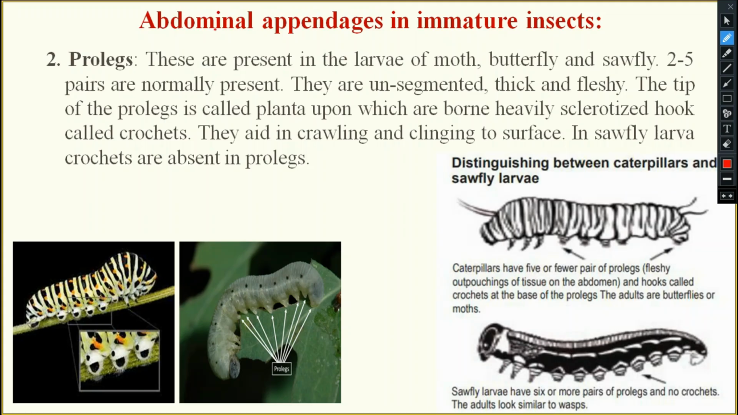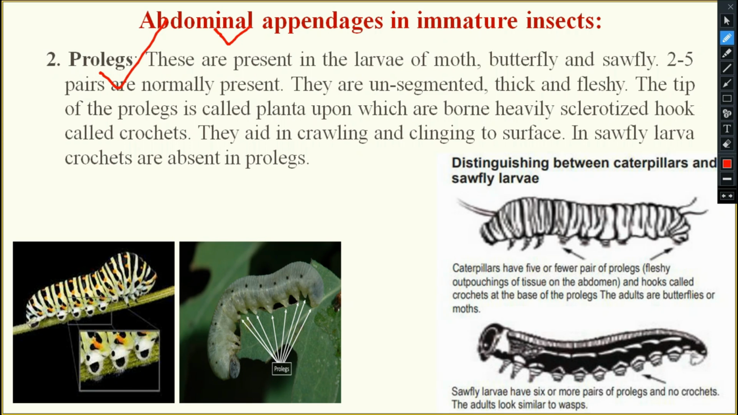These things are completed. In case of caterpillars, what happens? They have the prolegs. Prolegs are also known as abdominal legs or planta. Yes or no? We have discussed that on that day. Yes, sir. Present in which insects? Caterpillar.